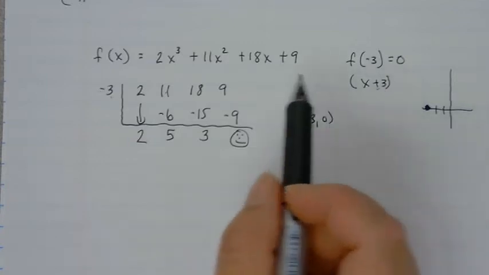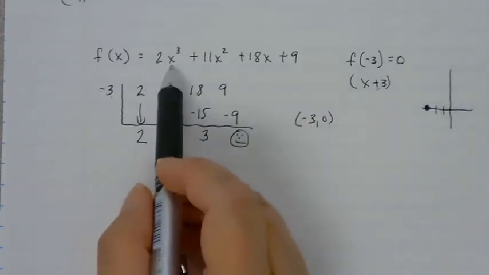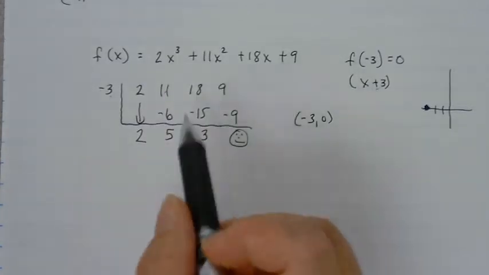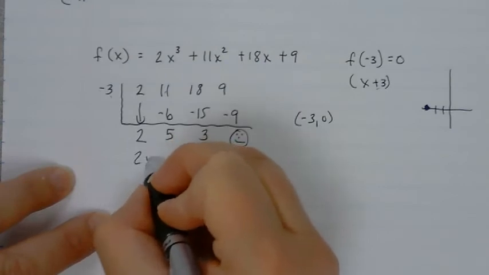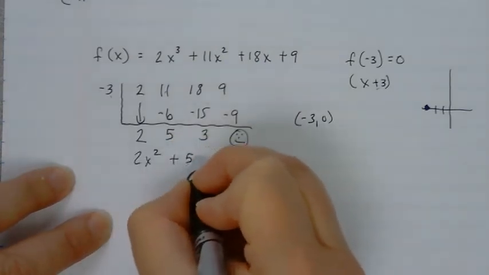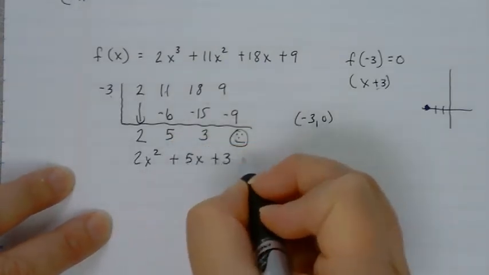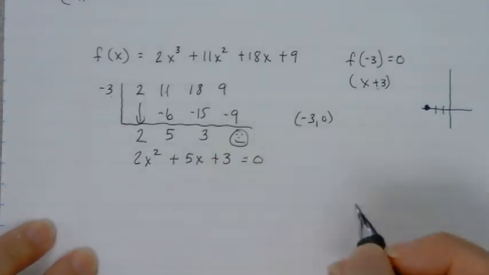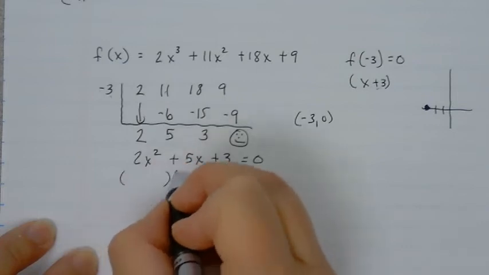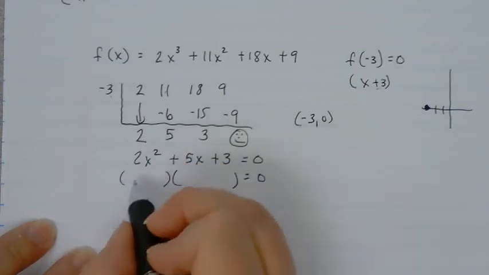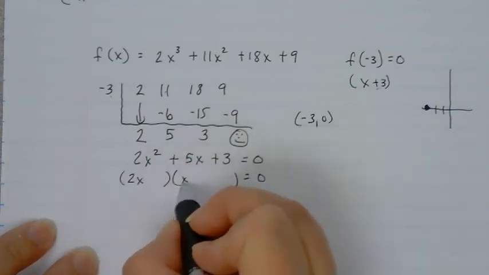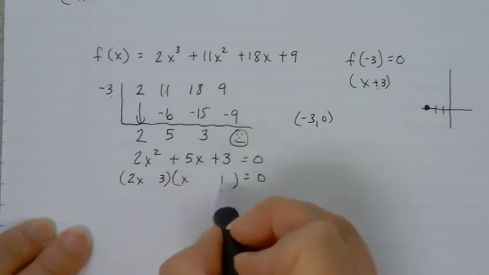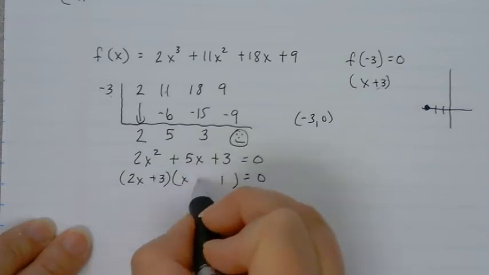So this was 2x cubed to start with, and I factored out an x. So what I would be left with is 2x squared plus 5x plus 3. And if I want to find the zeros of this, I'm going to set it equal to 0 and factor. So I have 2x, x. This would need to be a 3 here and a 1 here, and they both need to be plus.